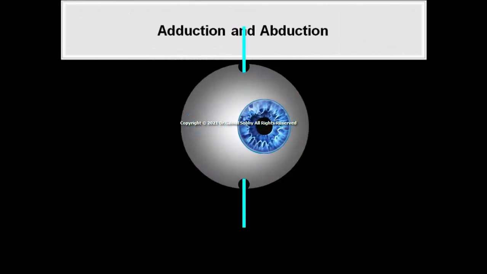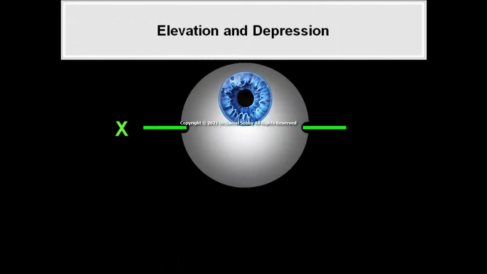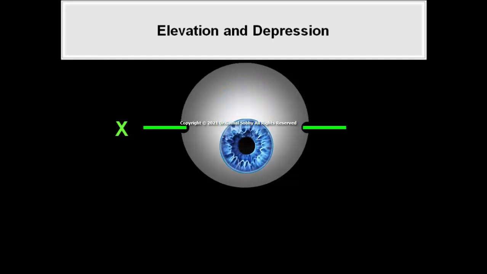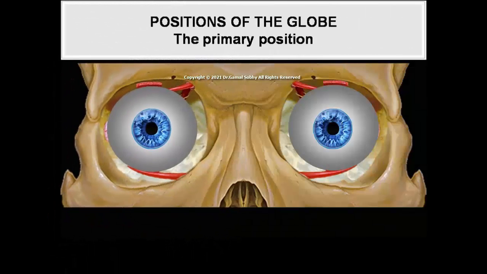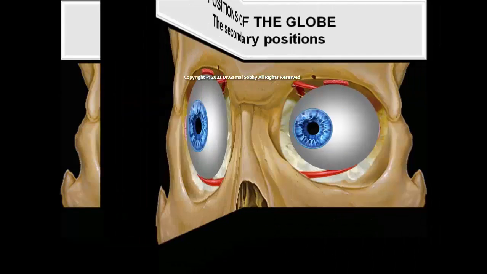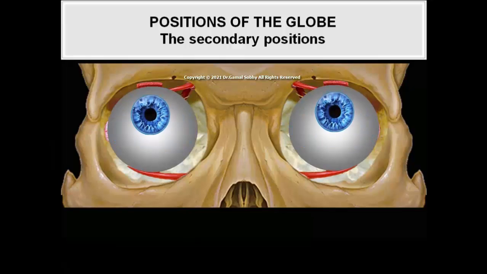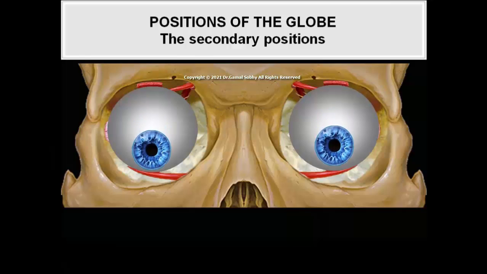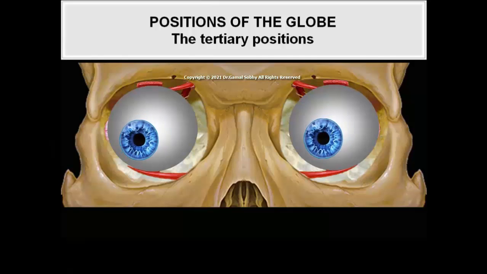Rotations around the vertical axis are called adduction and abduction. Rotations around the horizontal axis are termed elevation and depression. Rotations around the anteroposterior axis are known as excycloduction and incycloduction. The primary position is assumed by the eye when one is looking straight ahead with body and head erect. The adducted, abducted, elevated, or depressed positions of the globe are designated as secondary positions. The oblique positions of the eye are termed tertiary positions.